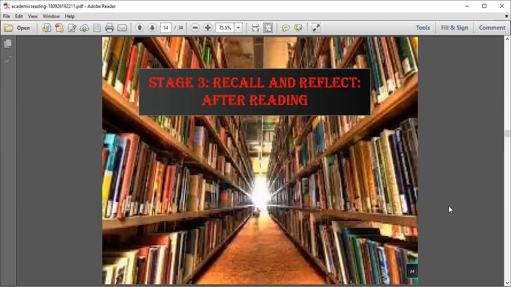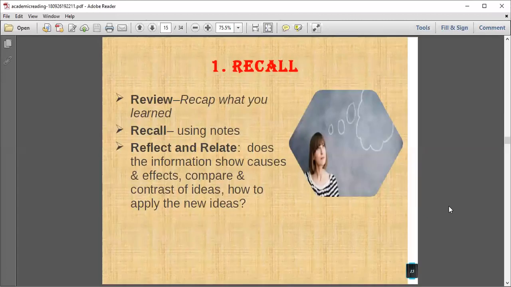Moving on to stage 3, you recall and reflect after reading. Point number 1, recall. That means you review, recall, reflect, and relate. You recap what you learned, you recall using the notes, reflect and relate.